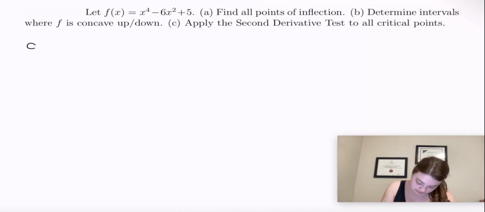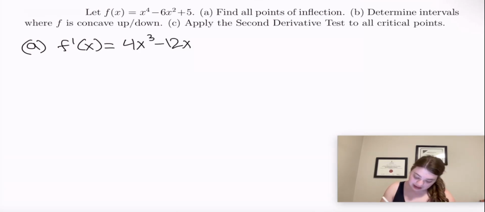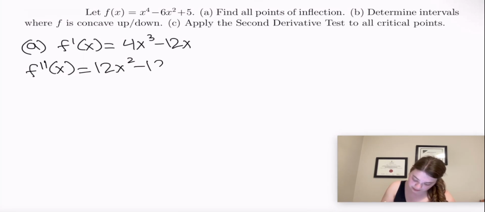So what's the derivative? According to the power rule, the derivative would be 4x cubed minus 12x. And then the second derivative would be the derivative of that derivative, which is 12x squared minus 12. Okay, and next I need to find all the points where the second derivative would be equal to 0, because that indicates a potential change in concavity, a potential point of inflection.